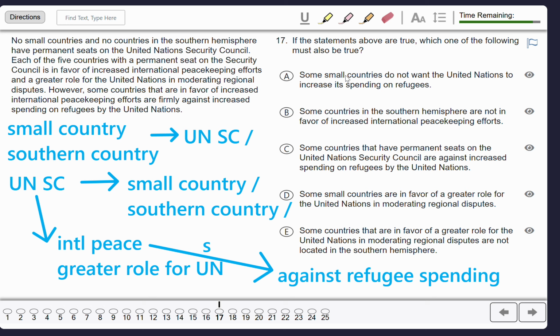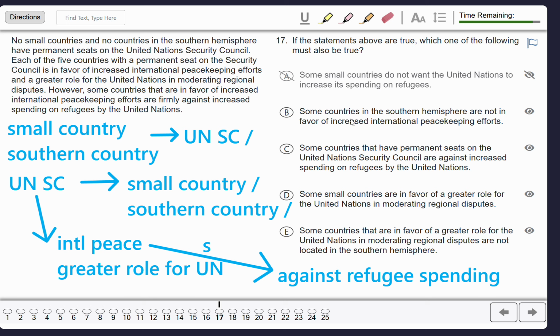Okay, what can I say about small countries? Well, unfortunately, not much. In fact, I only know one fact that I can say for sure about small countries. What is that? Well, if I'm a small country, I am not a permanent member of the UN Security Council. And that's it. I don't know if there's any connection between small countries and refugee spending. So I can cross it off. We only know about small countries that they are not a permanent member of the UN Security Council. Okay, so this could be true, but it doesn't have to be true. So it's not my answer.